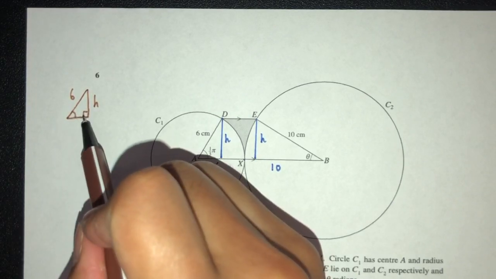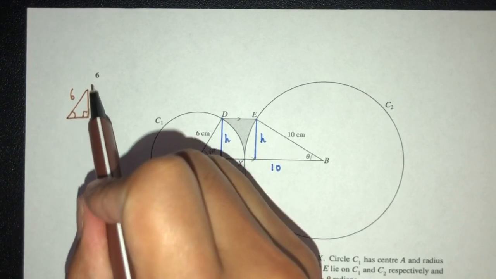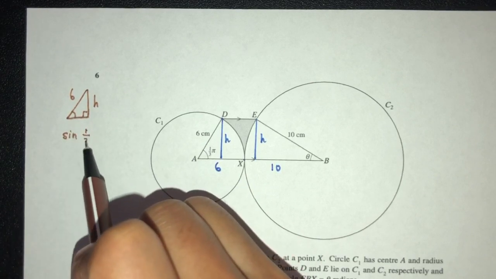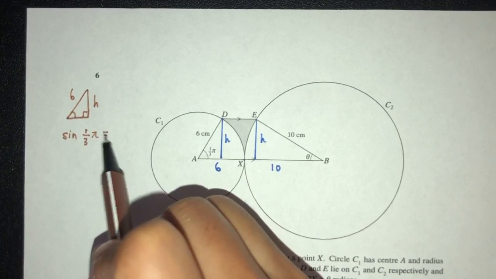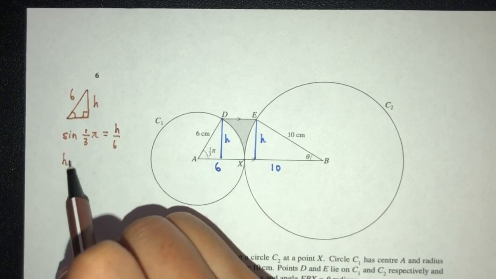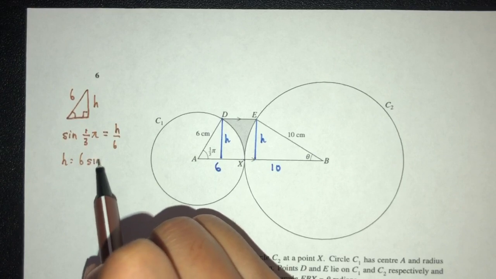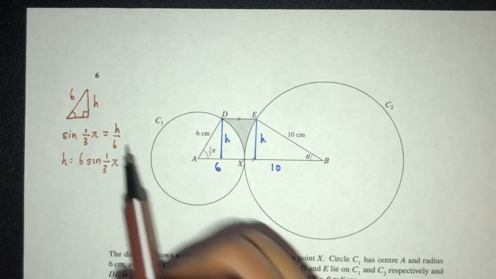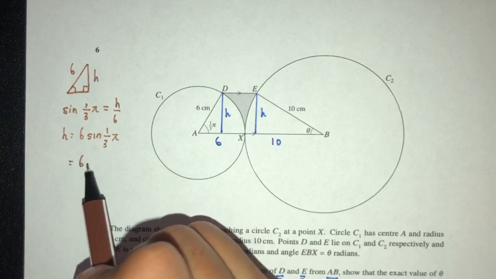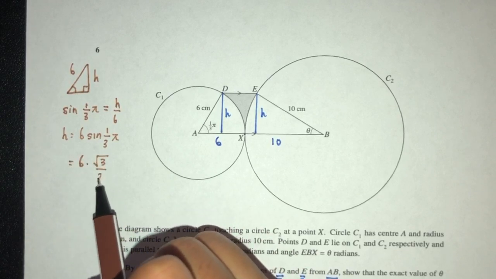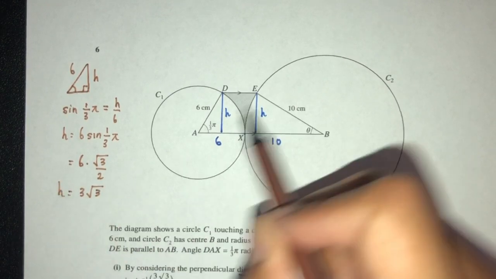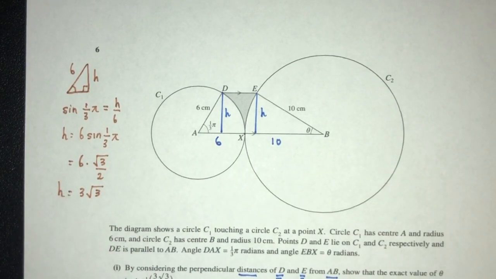So that will be hypotenuse. Here we have opposite side. That will be sine of the angle, which is 1/3 pi. So h over 6, so h should be 6 sine 1/3 pi. Now 1/3 pi is 60 degrees, so sine of 60, I know it's √3 over 2. That should be 3√3. That will be the value of h for this one. Now what about this one?